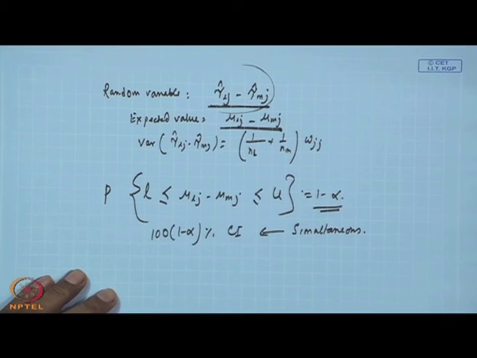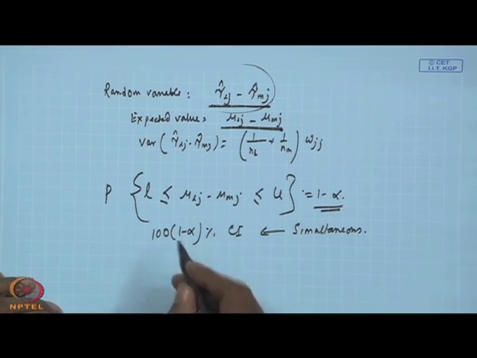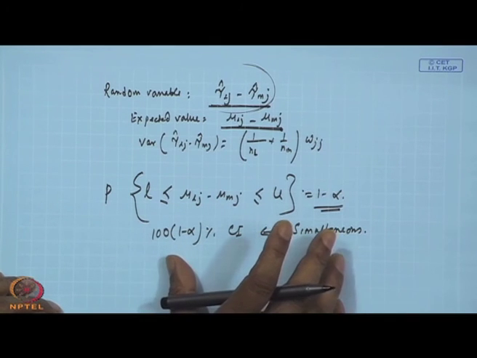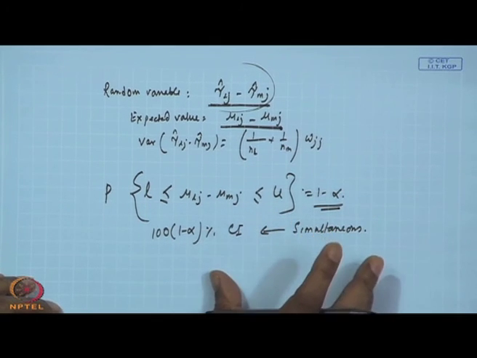That should be simultaneous. Now, we have seen earlier in our two variable, two population case that there are two approaches, the maximization lemma and the Bonferroni approach, and the Bonferroni approach is easier. So, we are considering the Bonferroni approach.